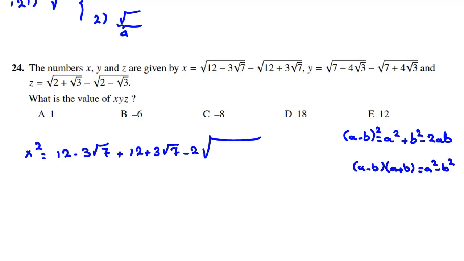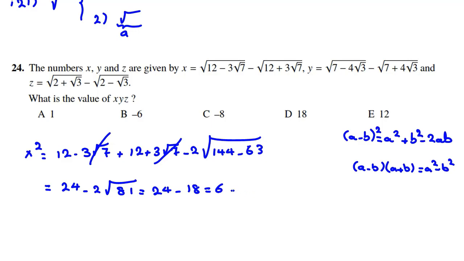Okay. 12 times 12 is 144 minus 3 times 3, 9 times 7, 63. If you write this, the root 7 terms will be cancelled. 12 plus 12, 24 minus 2 times square root of 81. So 24 minus 2 times 9 is 18. So it is 6. So we can conclude x is plus or minus root 6.